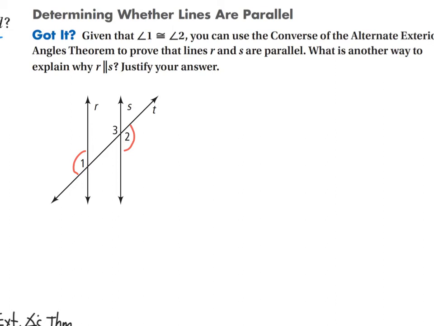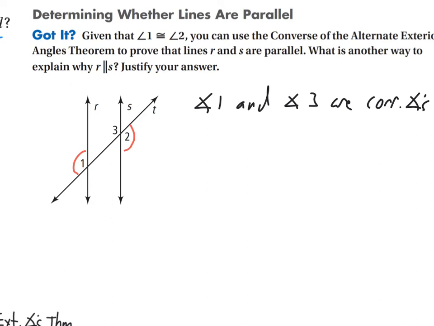We want to know what's another way to explain that R is parallel to S. So let's say we can't use the alternate exterior angles theorem, or the converse. How would we do that? How would we prove those 2 lines are parallel by not using alternate exterior angles? Say what? 1 and 3 are corresponding. Okay, but how does that help us? How does saying 1 and 3 are corresponding help us prove that our lines are parallel?